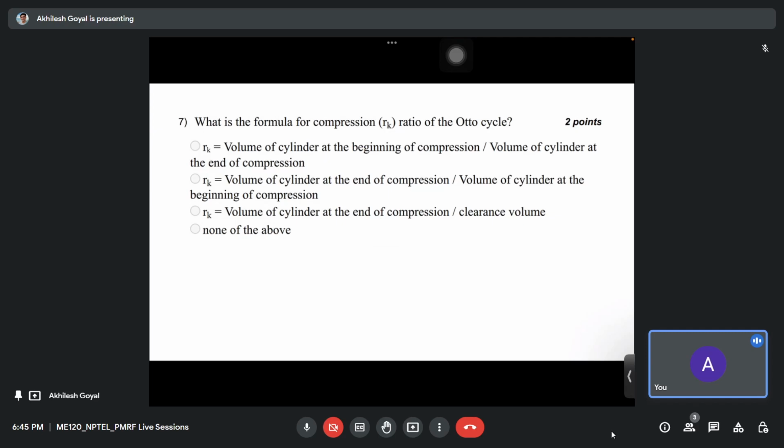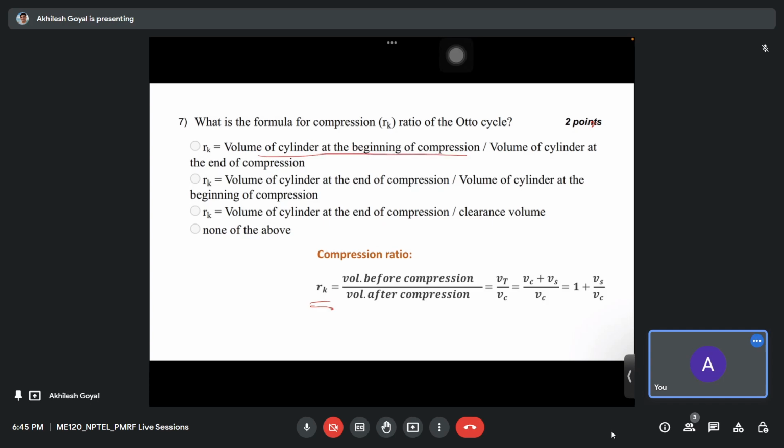So the formula for compression ratio is, again, the volume of the cylinder at the beginning of compression over the volume after the compression. So again, the compression ratio r_k is given by volume before compression divided by volume after compression. So volume of cylinder before compression and volume of cylinder at the end of compression. So this is the right answer. Okay.